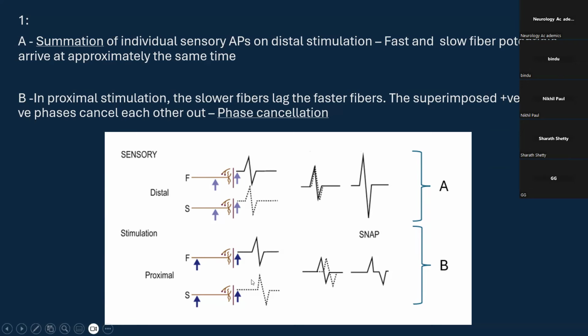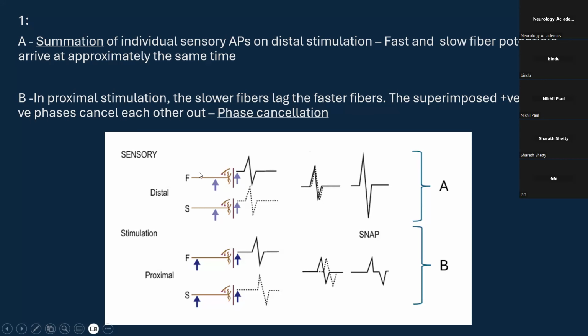And in the proximal stimulation, the fast and slow fibers conduct at different speeds, so they reach the recording site at slightly different times due to dispersion, and there will be cancellation. This positive and negative will be cancelled, and will have a smaller potential amplitude. This is the effect seen.